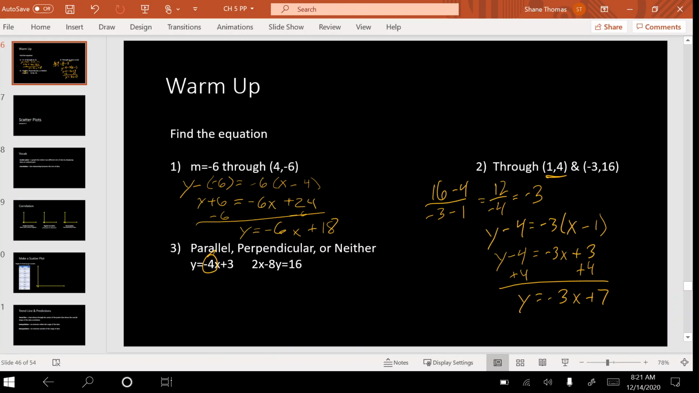No. What is by itself in this one? What do you think we need to get by itself in this one? There we go. Let's solve for y. So how am I going to solve for y? Yep, subtract 2x from both sides. So I have negative 8y equals negative 2x plus 16. Now what?